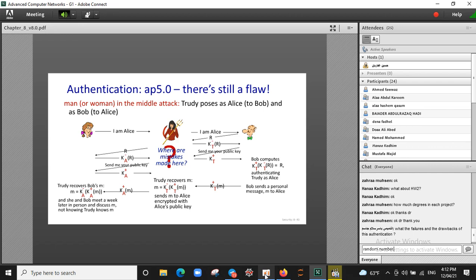and passes the route between Alice and Bob. Between Alice and Bob. Get this one? This is Alice. This is Bob on the right side. And Trudy sits here, between Alice and Bob. We call it man in the middle attack. So what's the problem?